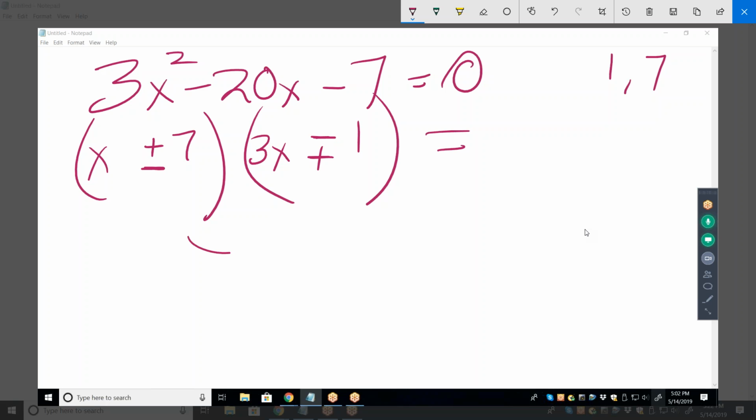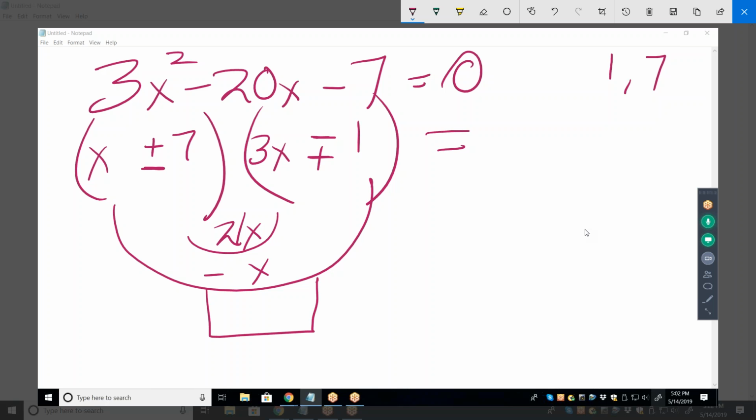Now what's the inside? 21x. What's the outside? Negative x. Combine them. 20x. Positive. So now we got the right number, but the wrong sign. I know how to handle that, right? You just move the 7 down, move the 1 down. Now my inside's going to be minus 21x. My outside's going to be plus x. That's going to give me a minus 20x.